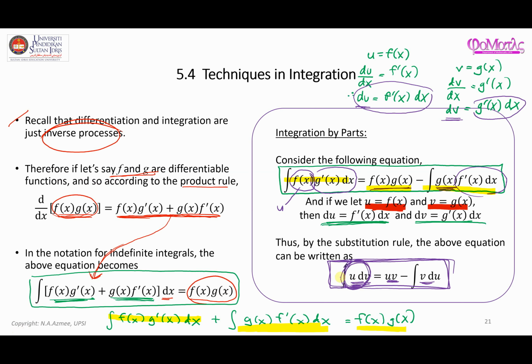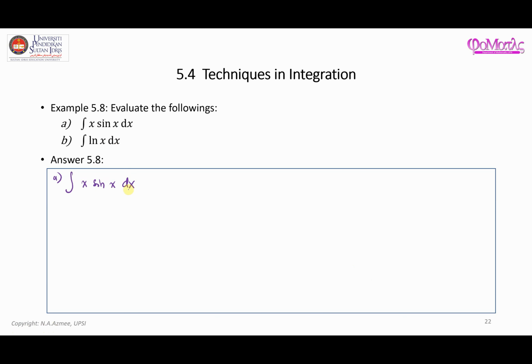So this is the integral given here. We need to identify which one is u and which one is dv based on this integral. The rule of thumb is you should always choose u such that when you differentiate this function, it gets simpler. Obviously our choice is this one, x, as my u, because when I differentiate it I will get 1, so it gets simple.